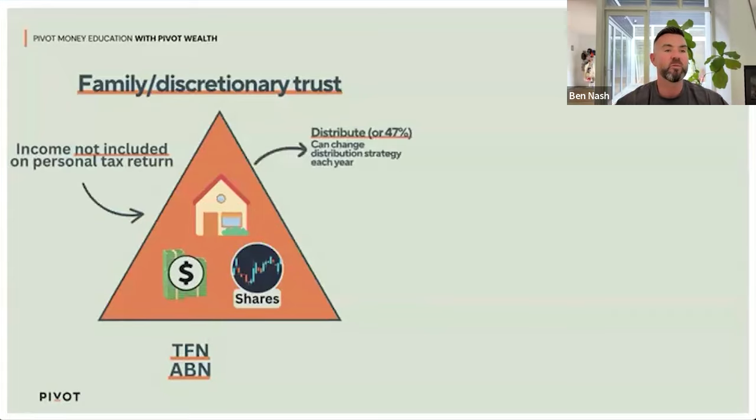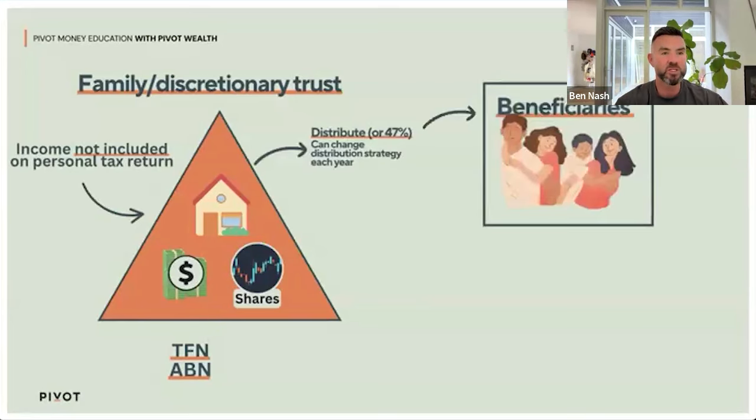The other thing is that basically all of the income from a trust needs to be distributed each year to what we call beneficiaries. If it's not distributed, it gets taxed at 47%, which is the top marginal tax rate, which negates the benefits of having a trust in the first place. Beneficiaries can be literally anyone, but most commonly it's family members: your partner, children, adult children, but it can also be parents, siblings, or whatever the case may be.